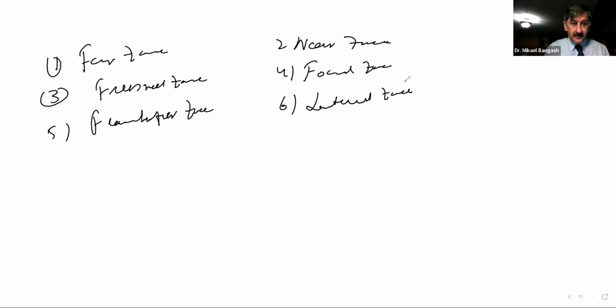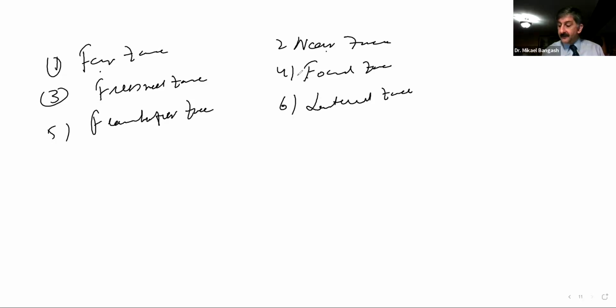Now, is 1 and 2 the same? No. Since 1 and 2 is not the same, option A is out. Clear? Is 1 and 4 the same? No. So option B, as in boy, is also out.